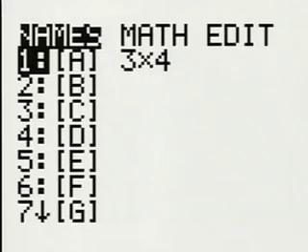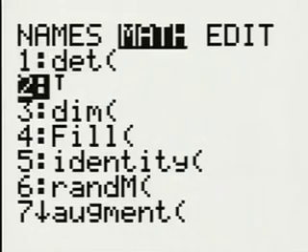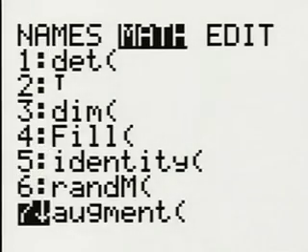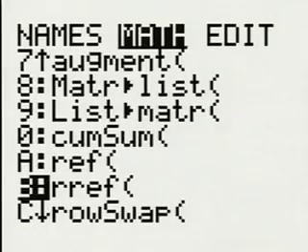Now we're going to go back to matrix mode. So we hit second and matrix, which is the reciprocal key. And we're going to move over to math. That's the second option. We would like to get our matrix into reduced row echelon form. That way we can just read off the answer. So we'll scroll down until we find RREF. That stands for Reduced Row Echelon Form.